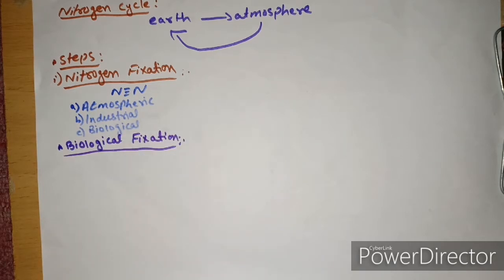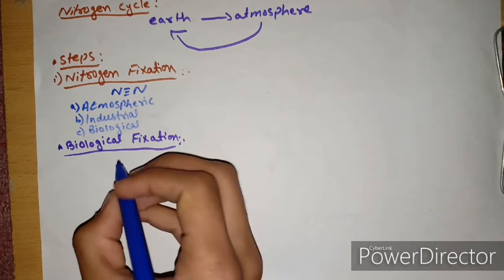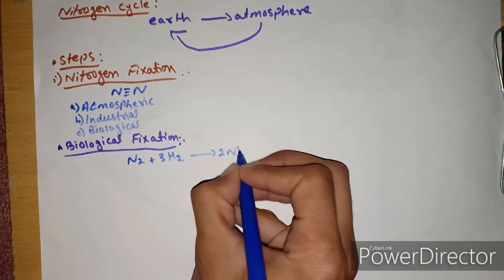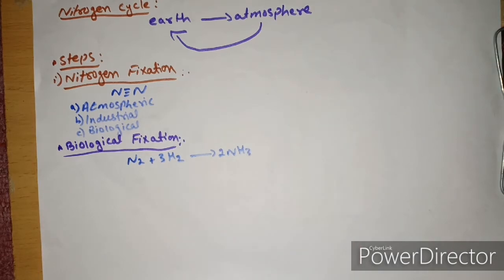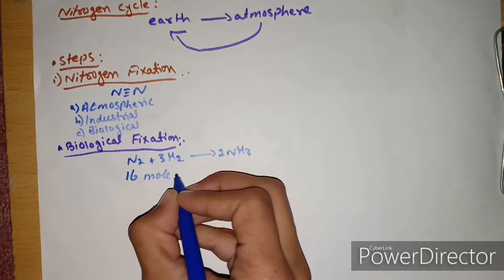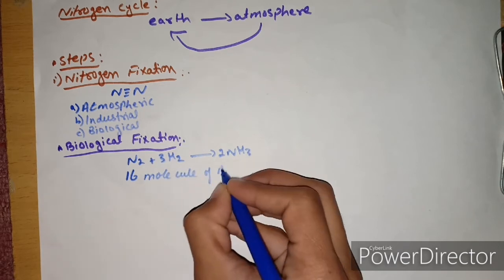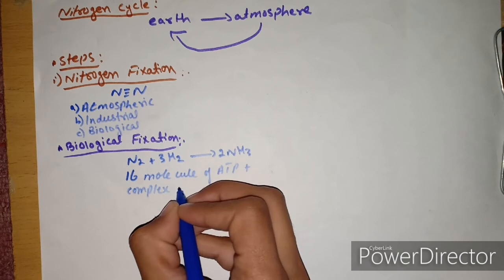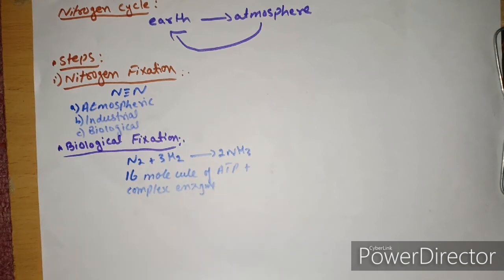As we know that a large amount of energy is required to break the triple bond of nitrogen, so the reduction of nitrogen gas to ammonia requires 16 molecules of ATP and a complex set of enzymes to break this bond. N2 plus 3H2 gives ammonia, but to get ammonia bacteria need 16 molecules of ATP plus a complex set of enzymes. These two things are required for bacteria to fix nitrogen.